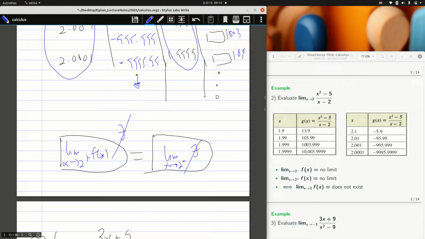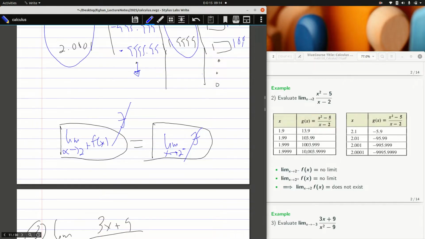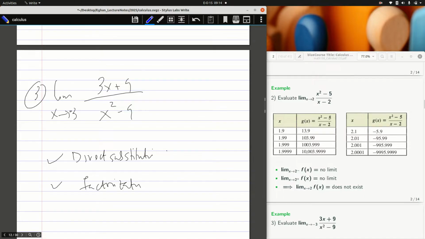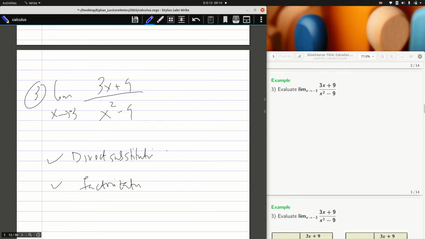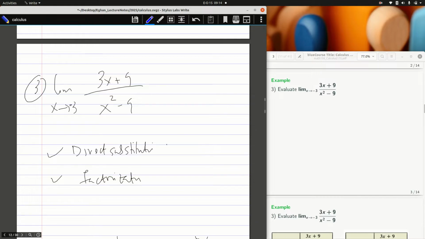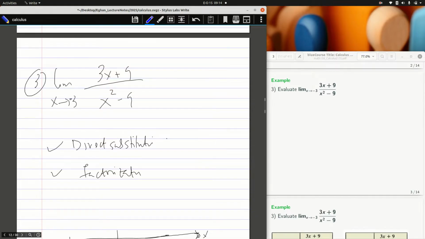Even by substitution, it will be undefined. Now the last example for the numerical aspect, let's look at 3x plus 9 all over x squared minus 9. Can I do a direct substitution? If I do a direct substitution, I'm going to get something over 0, which becomes undefined. So you must do something. Can you factorize? Someone said, okay, let me have 3 here, fine, there's x plus 3. And how do you factorize the denominator?